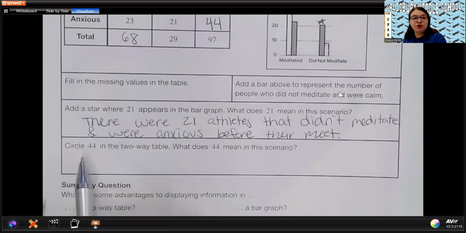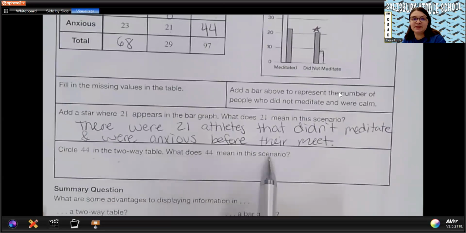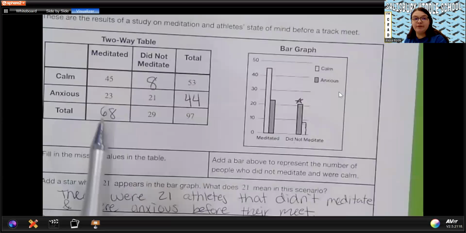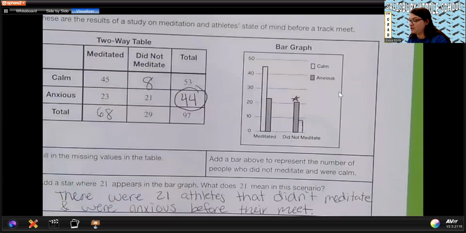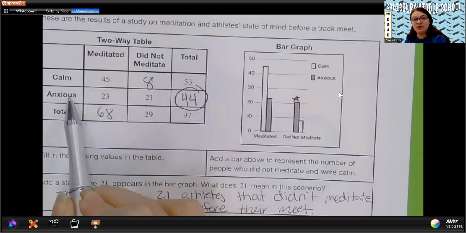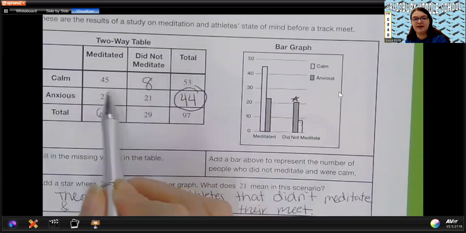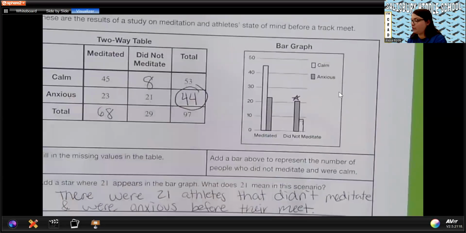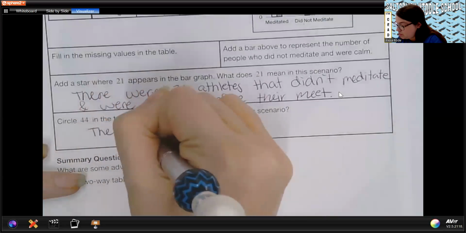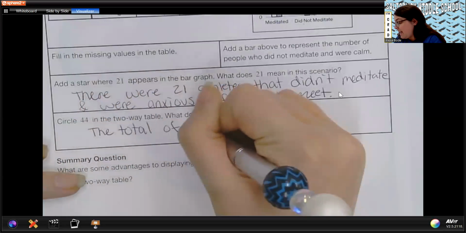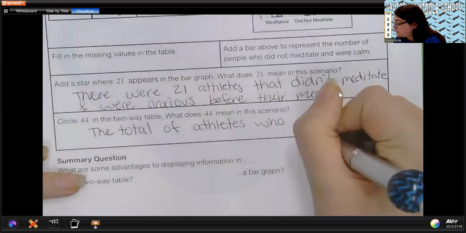Okay, then it says circle 44 in the two-way table. What does 44 mean in this scenario? So I'm looking for 44 in the table. The 44 was what we filled in last over here. So I'm gonna go ahead and circle that. And if we look here at our two ways, it says the total number of anxious athletes. So there's a total of 44 anxious athletes. The total of athletes who were anxious.